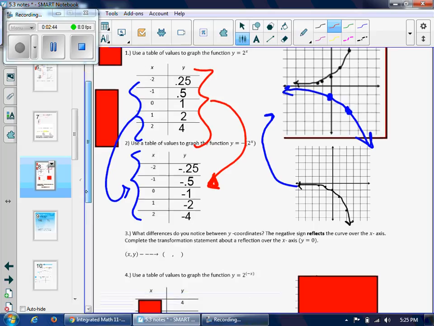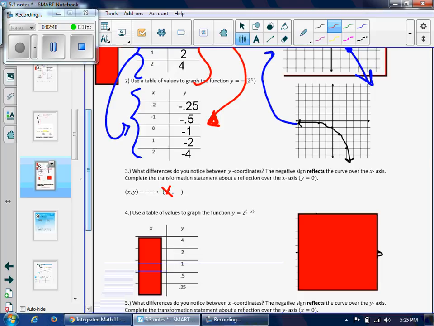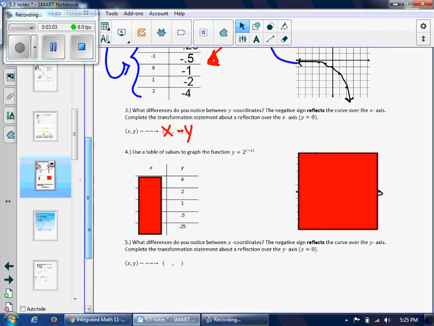So if you were to apply this theory to points, your x values would stay the same, but your y values would be opposites. And that describes a reflection over the x-axis. Let's take a look at this next function and compare it to the parent. So here's the new function.